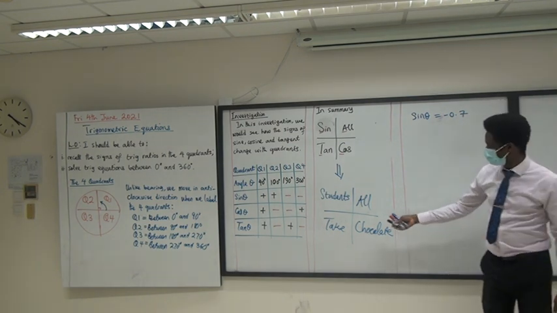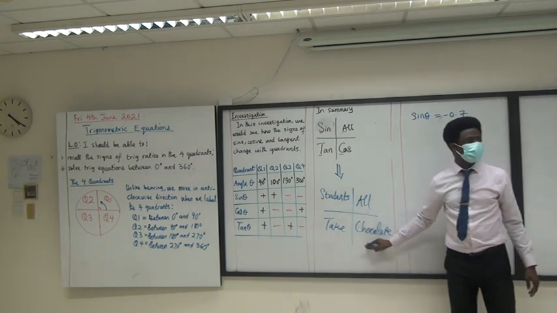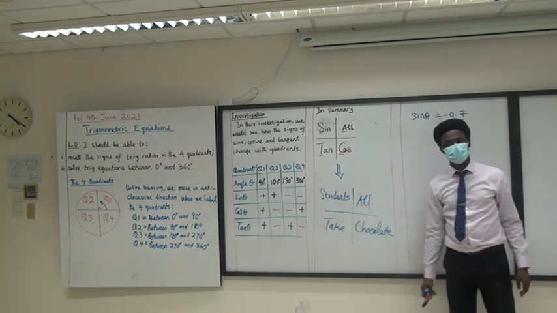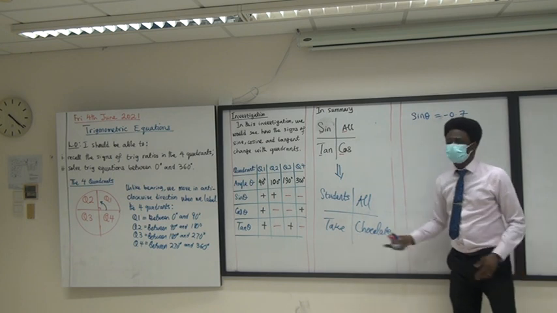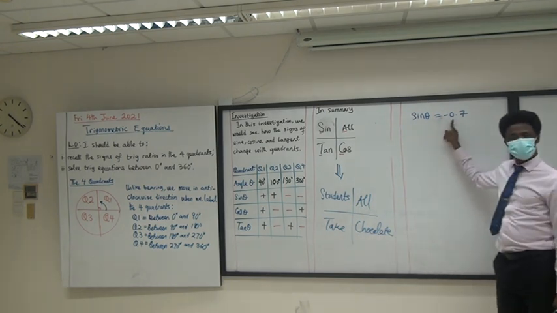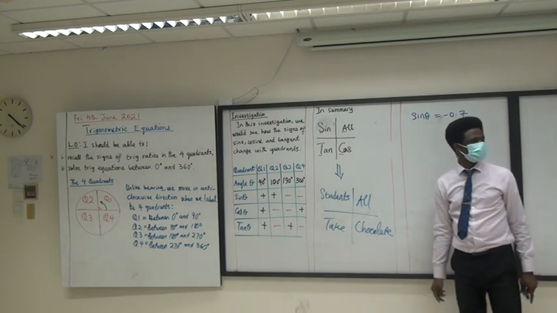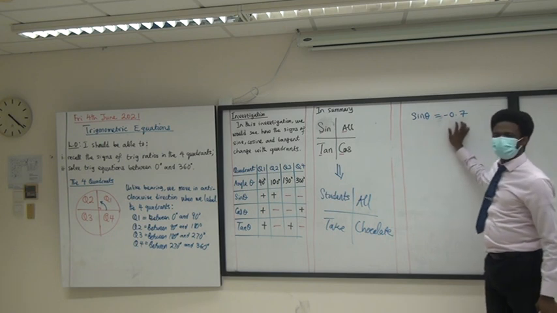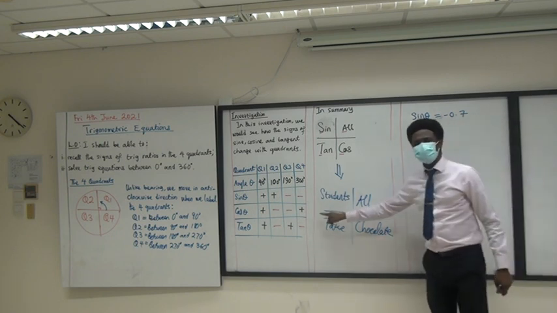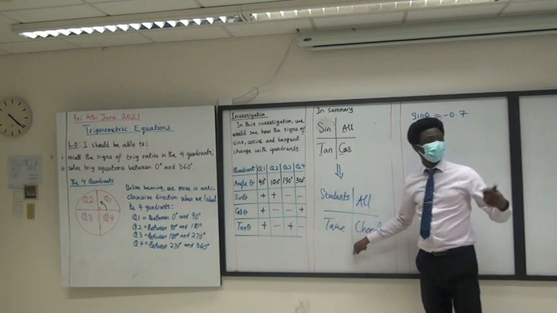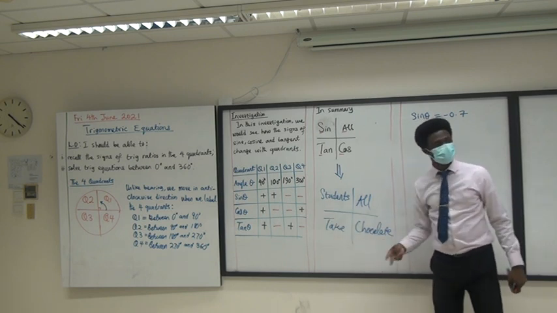Because in quadrant 3 and quadrant 4, sine is negative. If S is not here, it means sine is negative, right? So sine theta equals minus 0.7 means theta must be in either this or this. So we are now going to find an angle that is between 180 and 270, and the other solution would be between 270 and 360. There will be two answers.